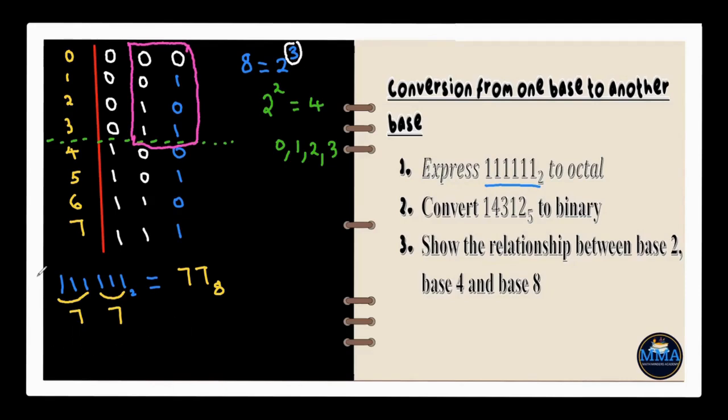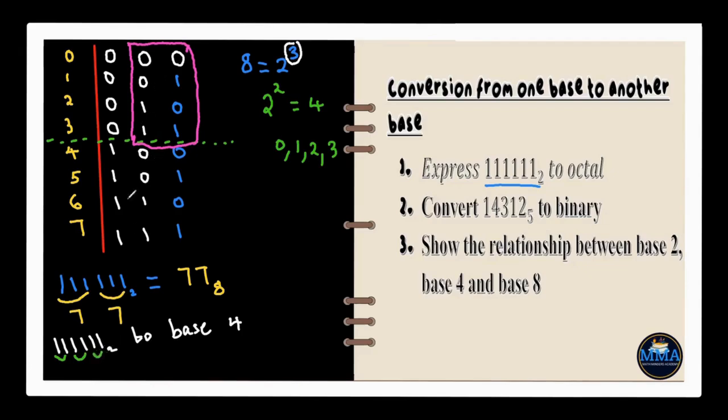We want to convert 111111 base 2 to base 4. So this is what we are going to do here. We'll come down here. We are going to group these 6 numbers into 2s. Here we have this, we'll group it together, and we group this together.